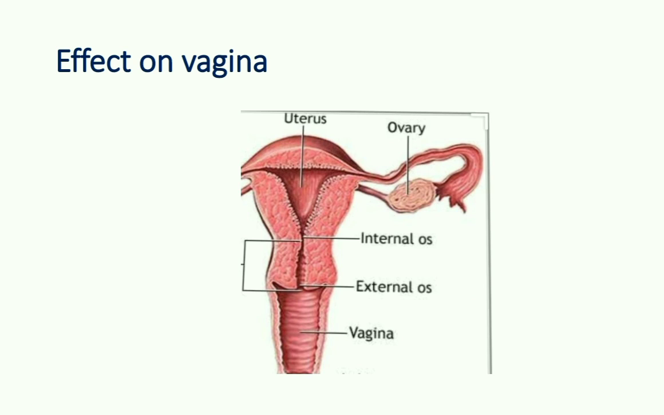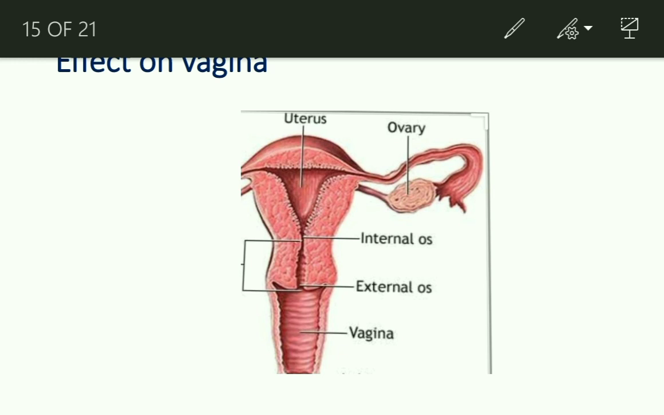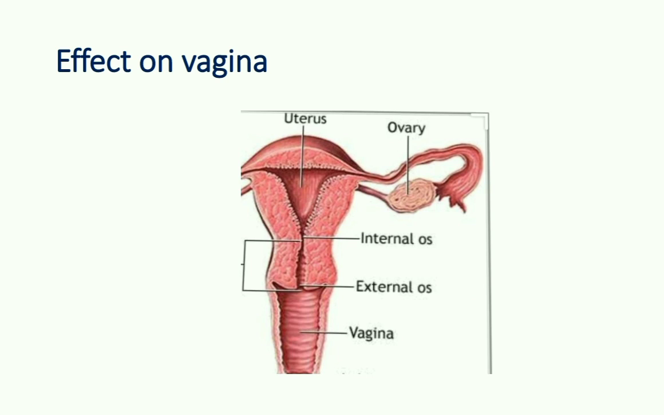Now, the effect on the vagina. This is the vagina. Estrogen increases vaginal epithelial proliferation, changing it from cuboidal to more stratified cells. And estrogen makes the vagina more acidic in nature. From alkaline it makes it more acidic, and this plays an important role in protection from vaginal infection.